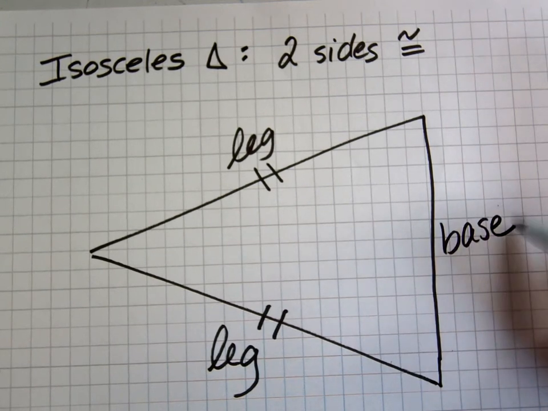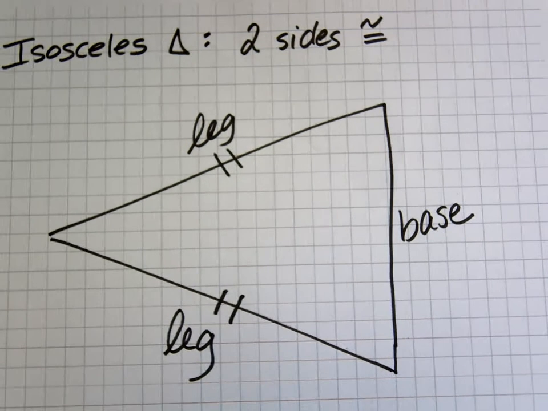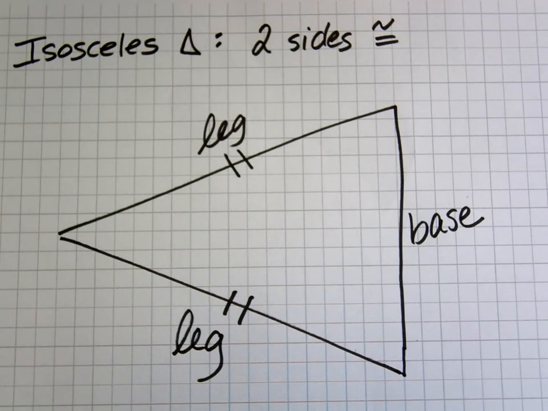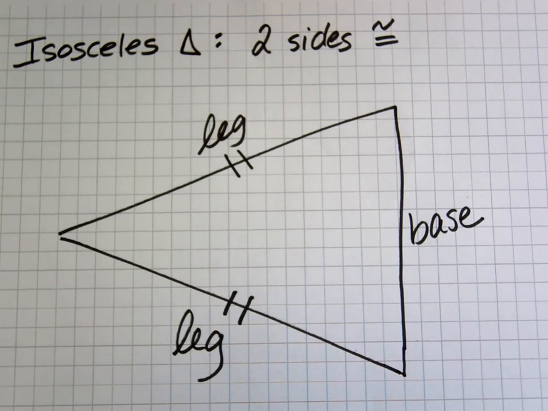Now, I deliberately drew it this way because there's a lot of misconception that the idea of base always means on the bottom, but that's not necessarily the case in geometry. Your base for a triangle can be anywhere on the triangle. Your base for trapezoids can be anywhere on the trapezoid. So base doesn't necessarily mean bottom. In this case, it means the side that's not one of the two congruent sides.